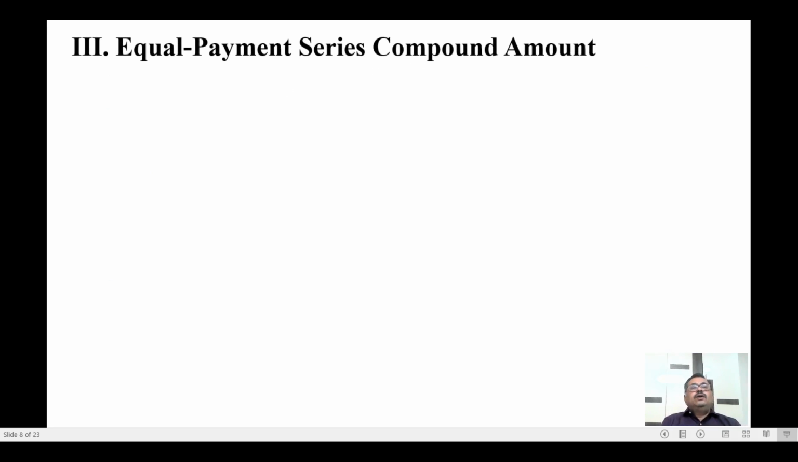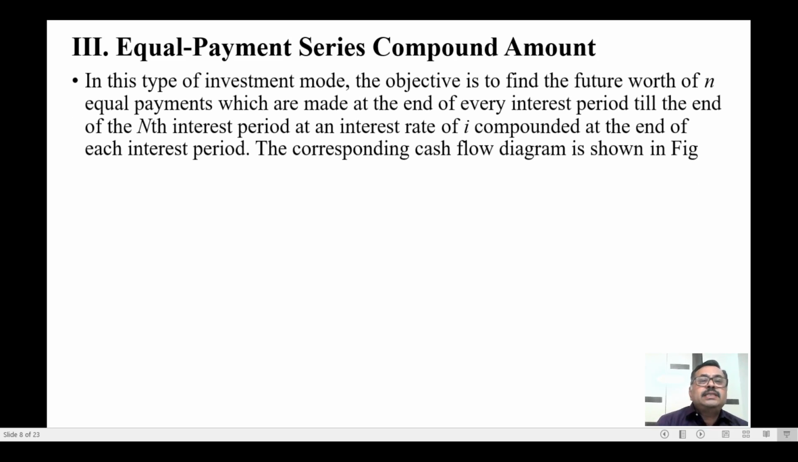Now let us go to the third type of series that you are having, that is equal payment series compound amount factor. The equal payment series means every time equally that amount has to be paid in series. That means from day 1 to the last day, that is till the nth period. It is a type of investment mode.